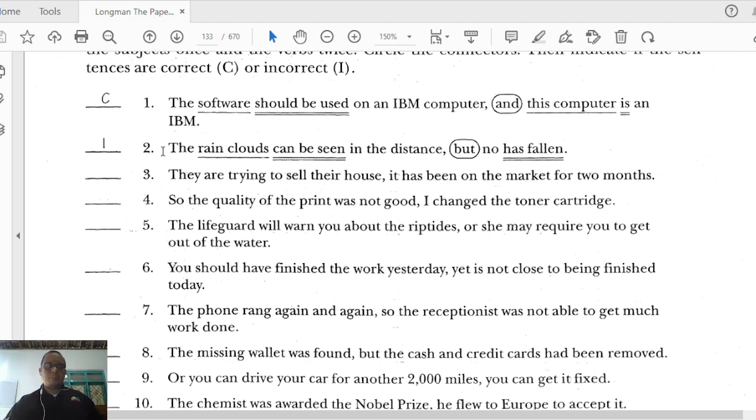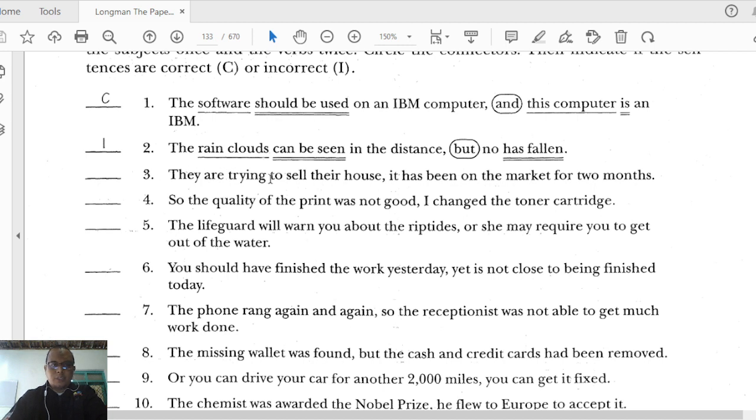Okay, and then number 2, the rain clouds can be seen in the distance but no has fallen. Okay, but no has fallen. Okay, what about this one?